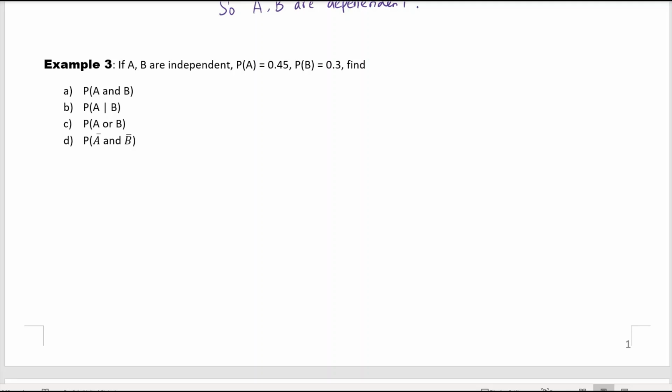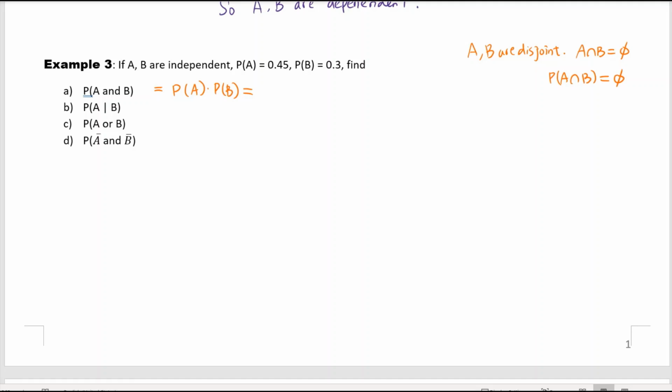Example 3. If A and B are independent, P of A is 0.45, P of B is 0.3. Find the following. Because they are independent, P of A and B is just P of A times P of B. Okay, so guys, be careful. A and B being independent and A and B being disjoint are two concepts that are not the same. If A, B are disjoint, it means A and B is empty.